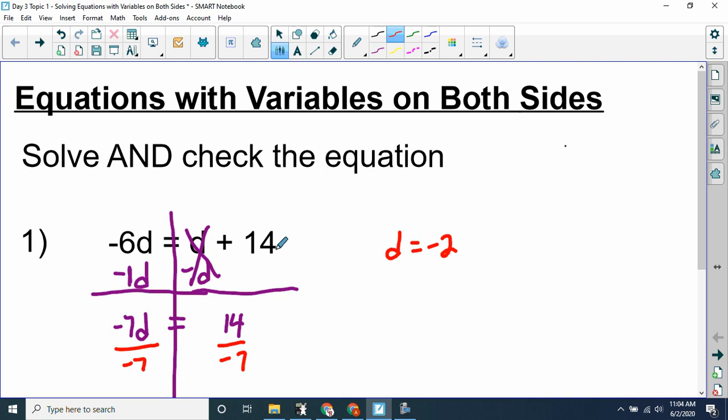It tells us to check our solution as well. So before we circle our answer and move on to the next one, we want to check. So negative 6 times negative 2, negative times negative, that's positive 12, equals d, negative 2, plus 14. Negative 2 plus 14, one's positive, one's negative, so I subtract. 14 minus 2 does give me 12. Bigger numbers positive, positive 12. Yep, it does check.